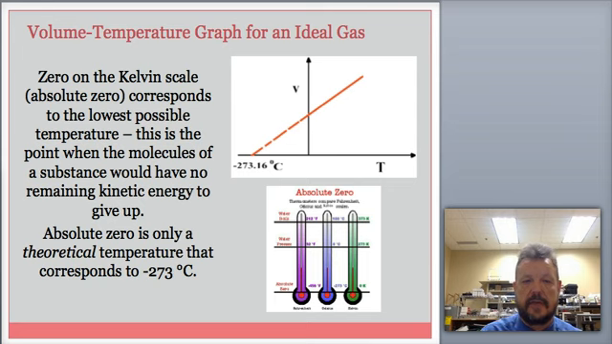Zero on the Kelvin scale, which is absolute zero, corresponds to the lowest possible temperature, and the molecules no longer have any kinetic energy to give up. Absolute zero is only a theoretical temperature that corresponds to minus 273 degrees Celsius.